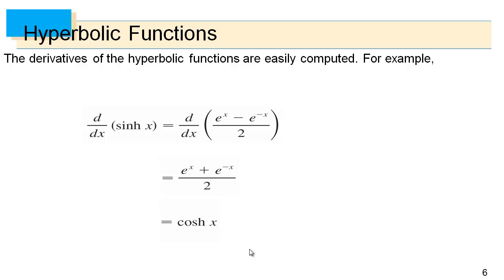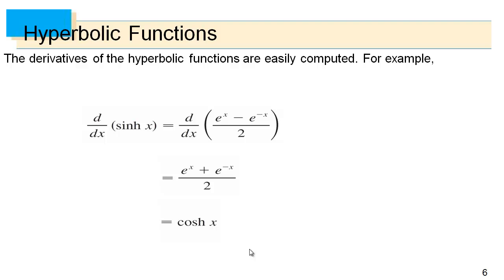The derivatives of these hyperbolic functions are pretty easy to compute because they're built on e, and we know that the derivative of e to the x is just e to the x. So taking the derivative of hyperbolic sine is just the derivative of e to the x minus e to the minus x, and so on. Well, you might think, oh God, I have to do the quotient rule. No, you don't.